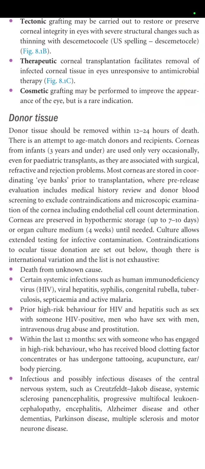So what are the contraindications for the donor for donating the cornea? That is death from unknown cause, certain systemic infections such as human immunodeficiency virus, viral hepatitis, syphilis, congenital rubella, tuberculosis, septicemia, and active malaria. So these are all the contraindications of the donation of cornea.